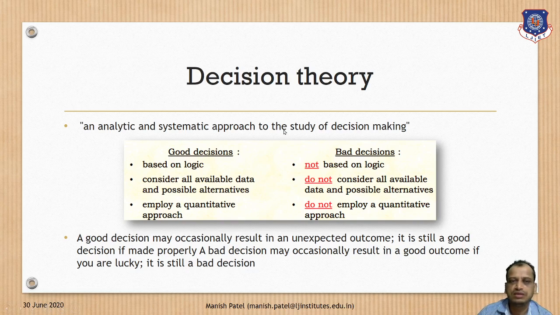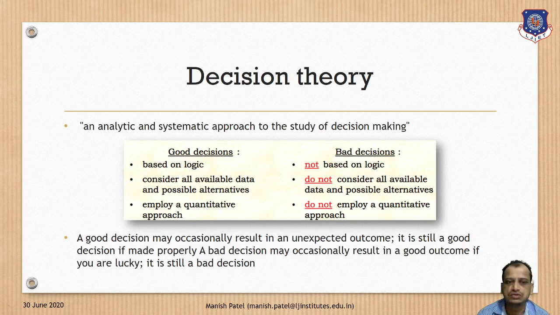So what is the theory? It is an analytic or systematic approach to study decision making. The theory focuses on the analytical and systematic approach. Now what are good decisions? The good ones are based on logic, right? Bad ones are not. Good decisions consider all the data and all the situations available. Same with bad decisions, they do not consider all the data and alternatives.